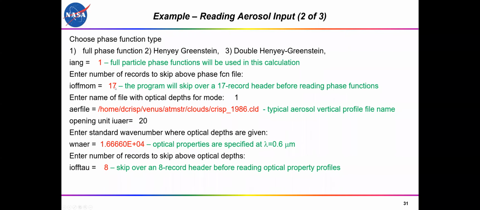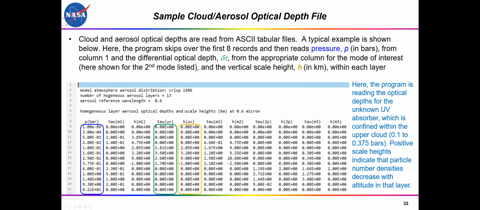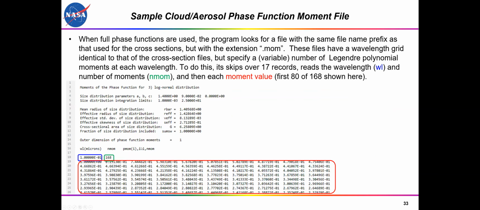So what am I going to do? I'm going to skip over 17 records, and then I'm going to start reading the phase function moment files. These are really odd looking files. They basically look a lot like the optical depth files. They have the same header, just to remind you where it came from. It then comes down and has a wavelength, and it tells me that I have 168 phase function moments for this particular wavelength.